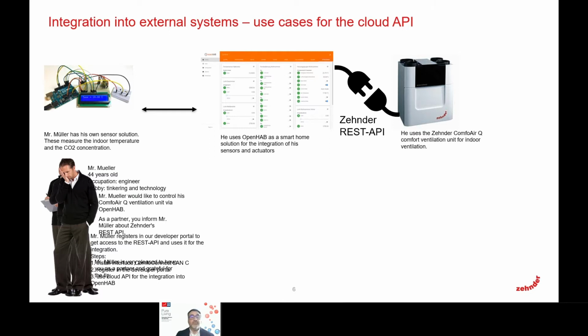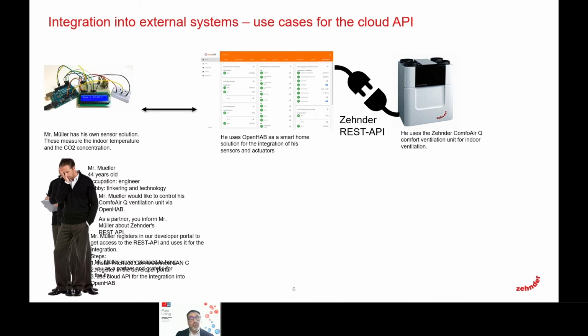Next, he is going to the developer portal, registers here, and gets access to the REST API. On the developer portal, he not only gets access to the REST API, he even gets access to all the documentation how to use the REST API. We even provide examples how you can integrate your ComfoAir Q over the REST API to OpenHub smart home system. So with all this information and help, Mr. Müller is very quickly able to integrate the ComfoAir Q to the OpenHub system.